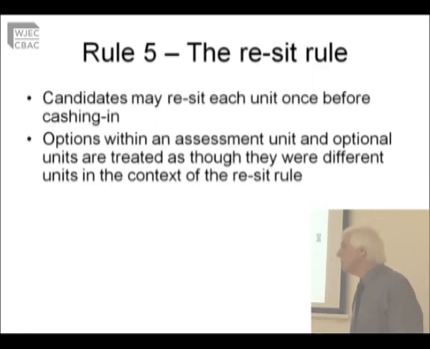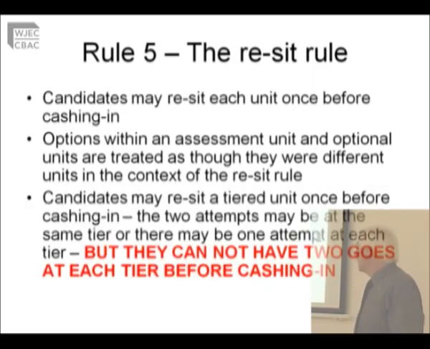But where the unit is tiered, you can't have 2 goes at the foundation tier and 2 goes at the higher tier. You can only have 2 goes at the tier. Now you can swap tiers, so you can have 1 go at higher tier, not do very well and decide that perhaps foundation tier would have been better to do, and so you can have another go at that. You can't say, well, I have 2 goes at the higher tier, now I'll try foundation tier and have 2 goes at that. You can't have more than 2 goes at that sort of unit.